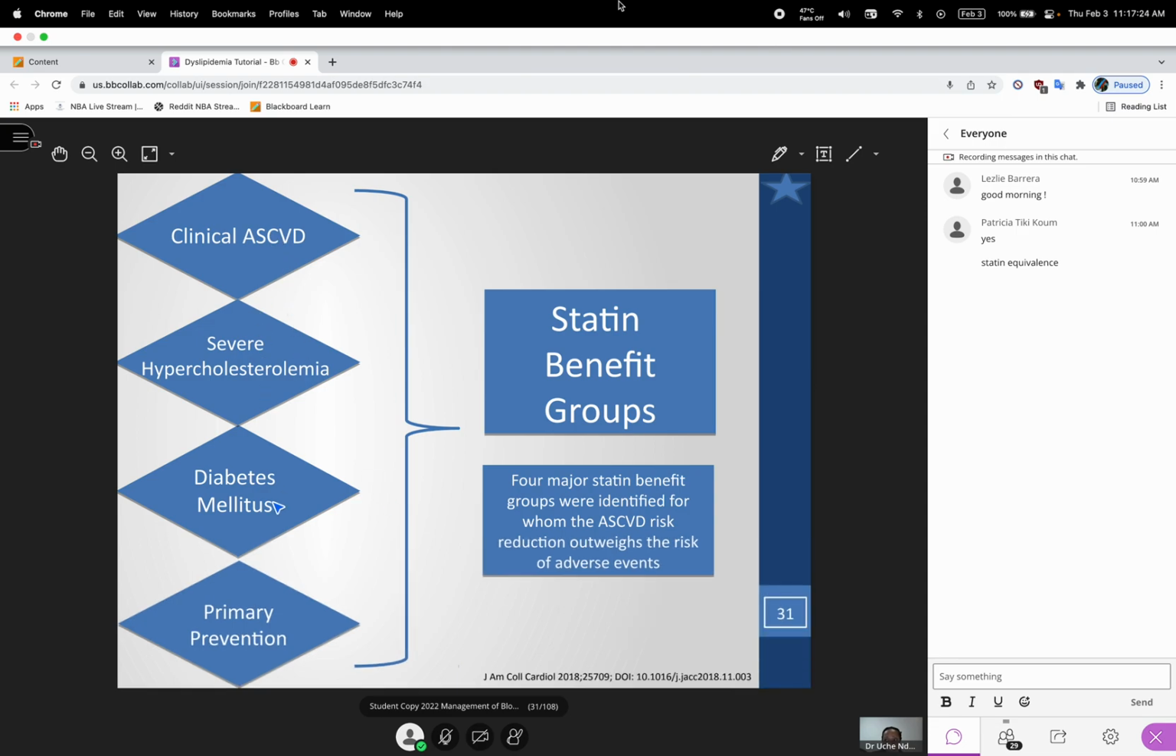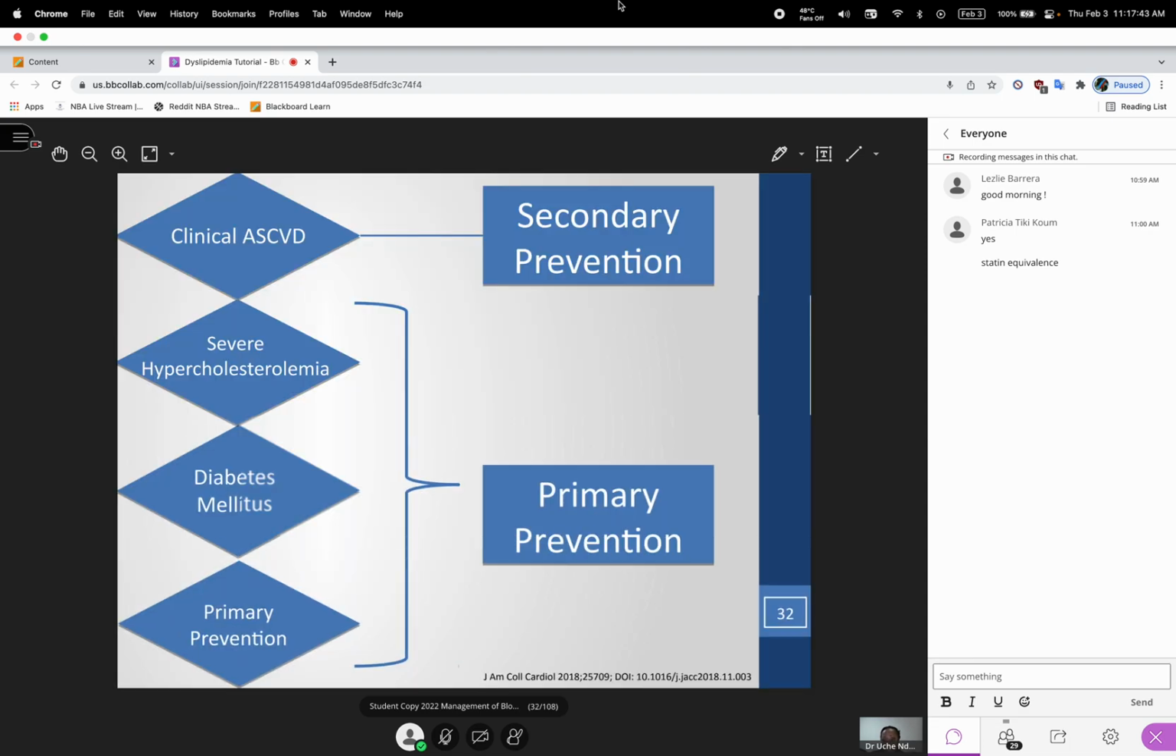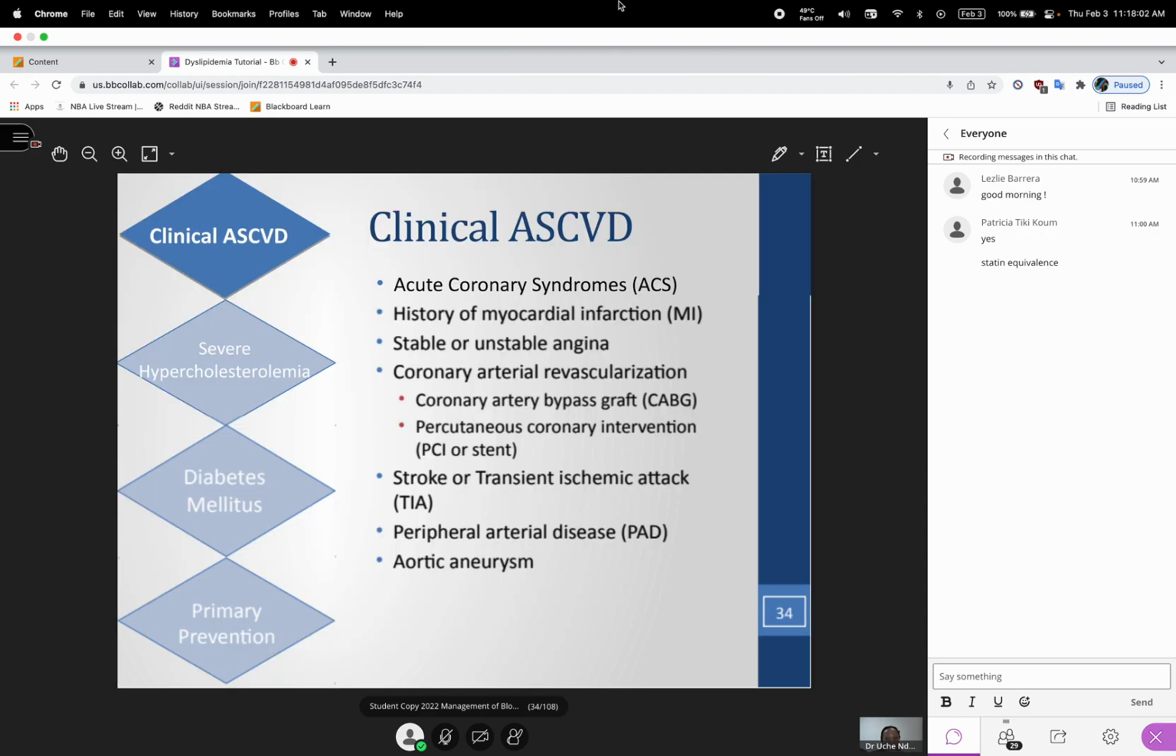All right, the 4 statin benefit groups: you should be able to close your eyes and sleep, and I come and wake you up and ask you what are in these 4 diamonds. Everybody should know clinical ASCVD, hypercholesterolemia, diabetes, and then primary prevention. The primary prevention is the most complicated of all of these because clinical ASCVD is straightforward. If they've ever had any heart issues, they fall under clinical ASCVD. Hypercholesterolemia is very straightforward if they have an LDL greater than 190. If they have diabetes, primary prevention is where you have to know a little bit more, right?